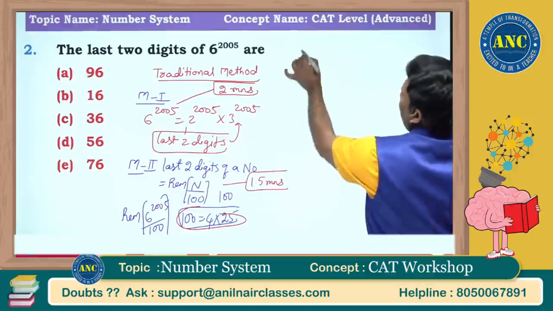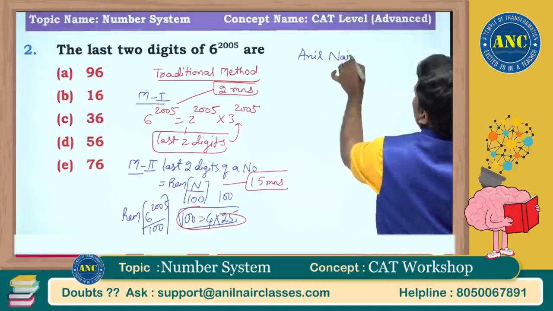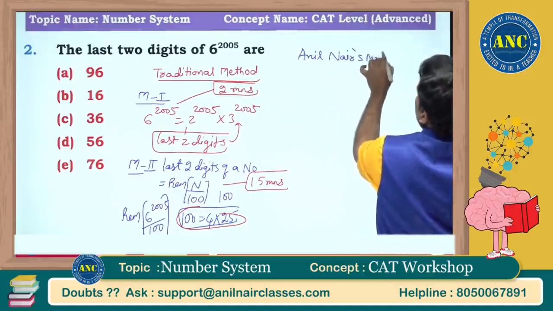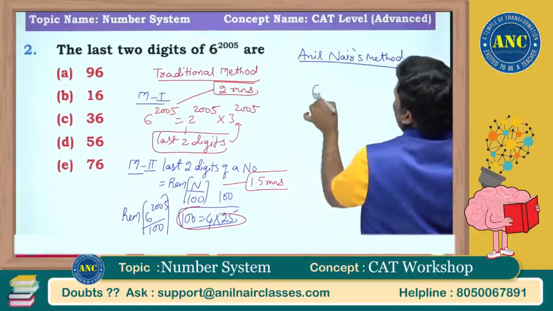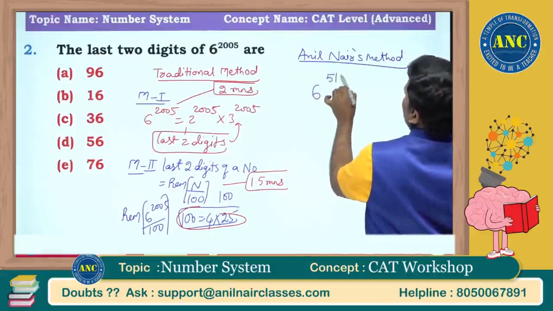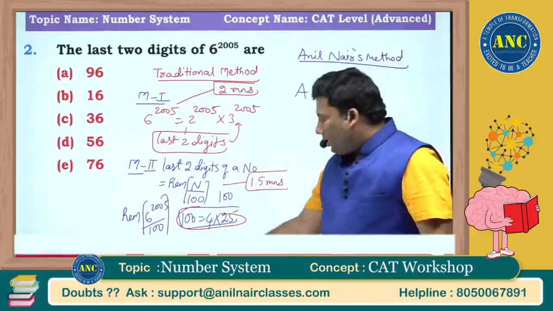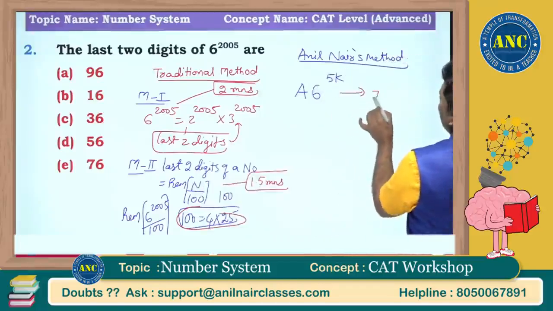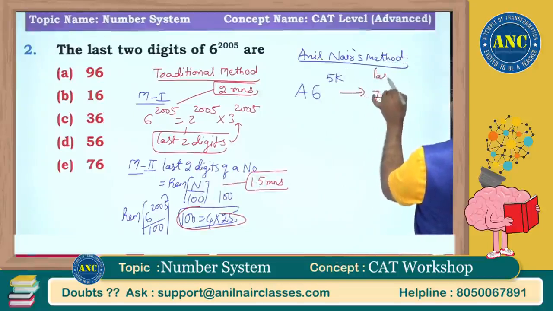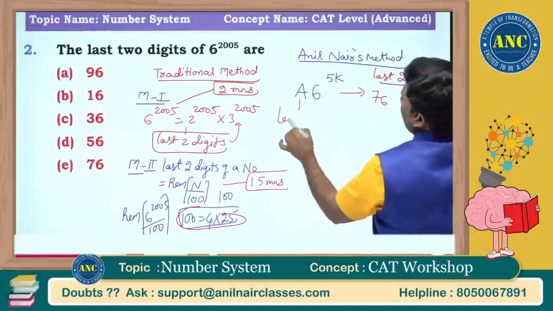Now, Anil Nair's way of solving. A very, very easy way. Within 5 seconds you will get the answer. Simple: if a number's unit digit is 6 and the power is a multiple of 5, the tens place could be any number, and the last 2 digits are 76. Directly the answer is 76.